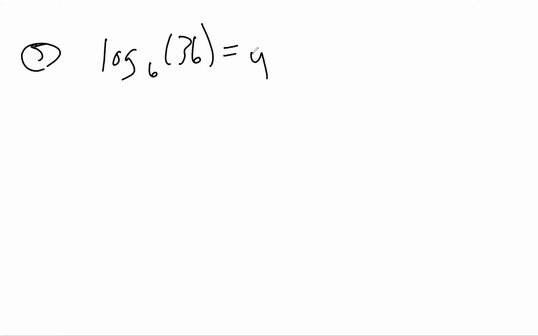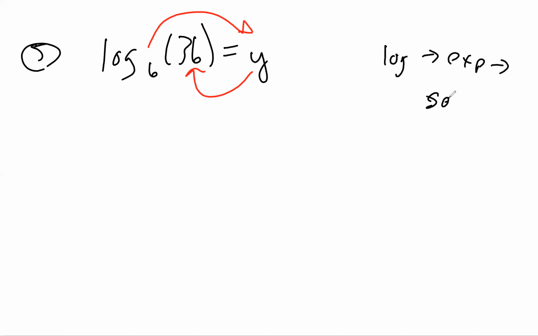And so now on number 5, in addition to rewriting the problem, we're also going to evaluate it. So the problem is log base 6 of 36 equals y. Again, the first thing that I want to do is draw my arrows, and then rewrite this. So I go from log to expo, and then I also want to solve. And so this is going to become 6 to the y equals 36.